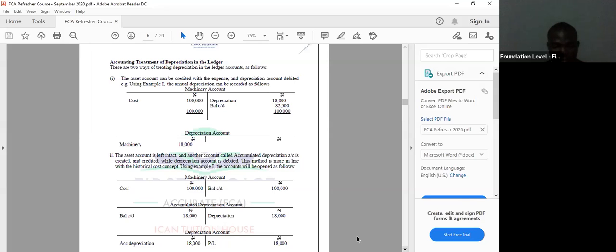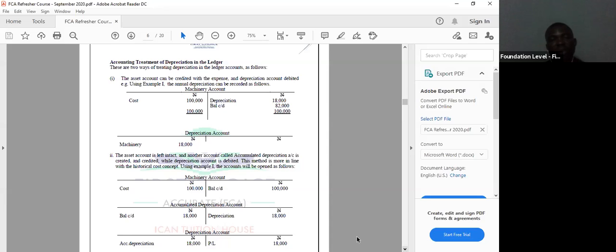So let's move on to the accounting treatment for depreciation. When it comes to the accounting treatment for depreciation, we have 2 ways of accounting for our depreciation. The first one is we have the machine account and we have the depreciation account.